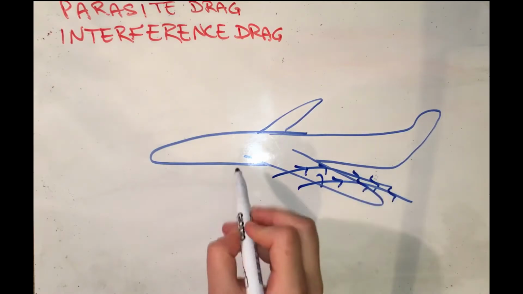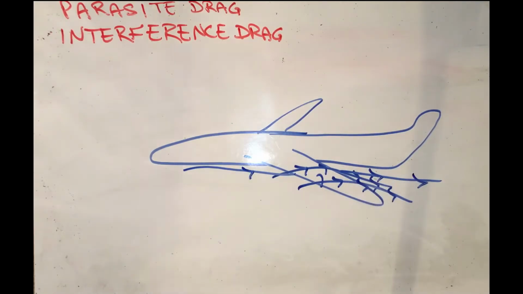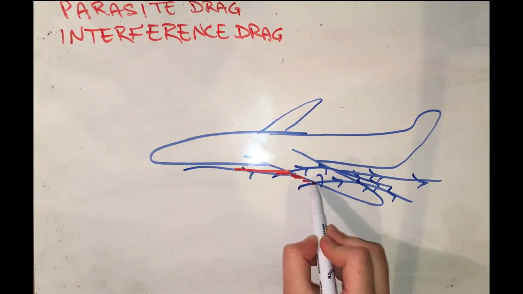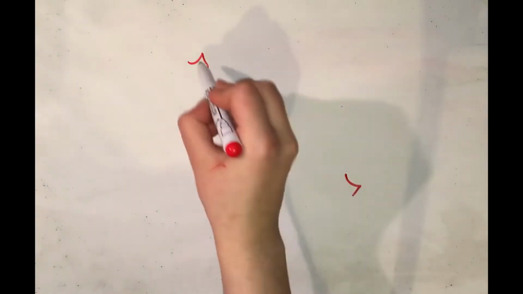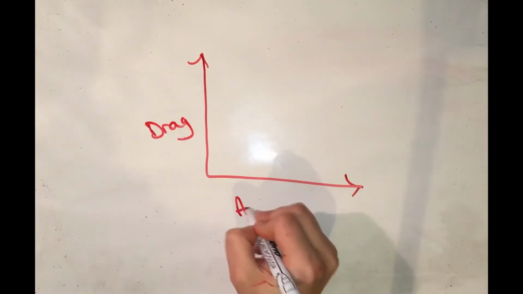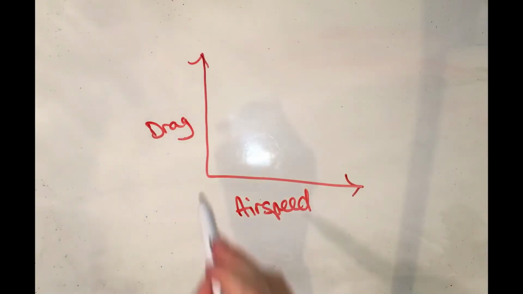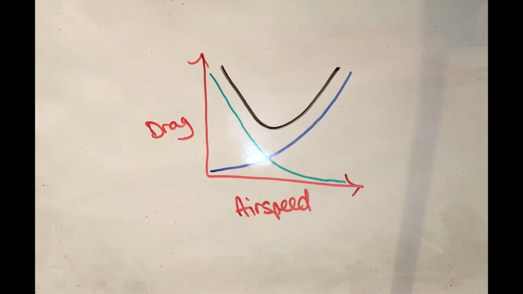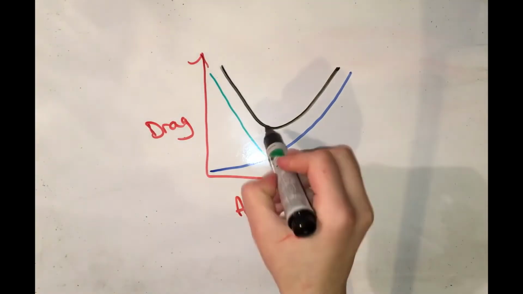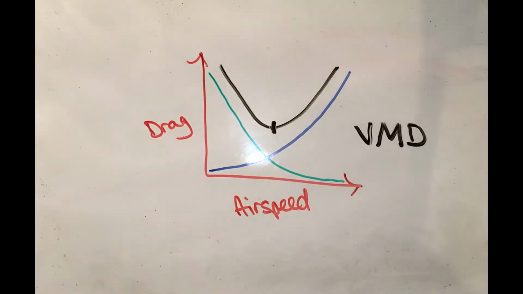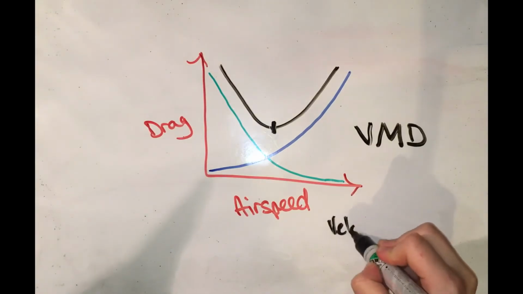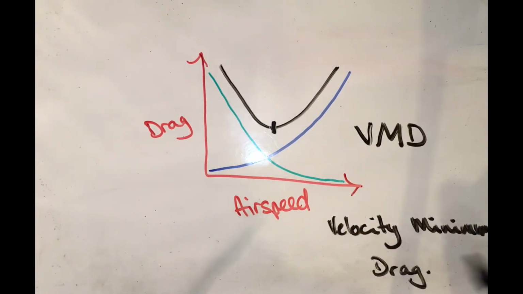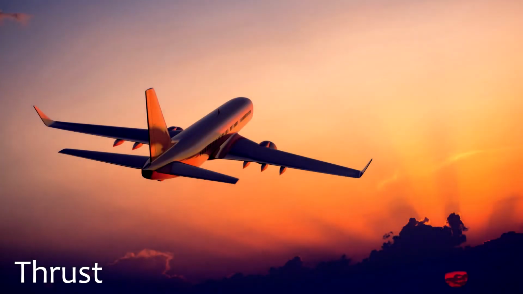Induced drag is most significant at low air speeds and high angles of attack. An increase in airspeed increases parasite drag. The point where induced drag and parasite drag meet is known as VMD. Any change in the airspeed, or AOA, at VMD will result in the increase of total drag. Hence, VMD is always achieved at the optimal angle of attack, that is, 4 degrees.